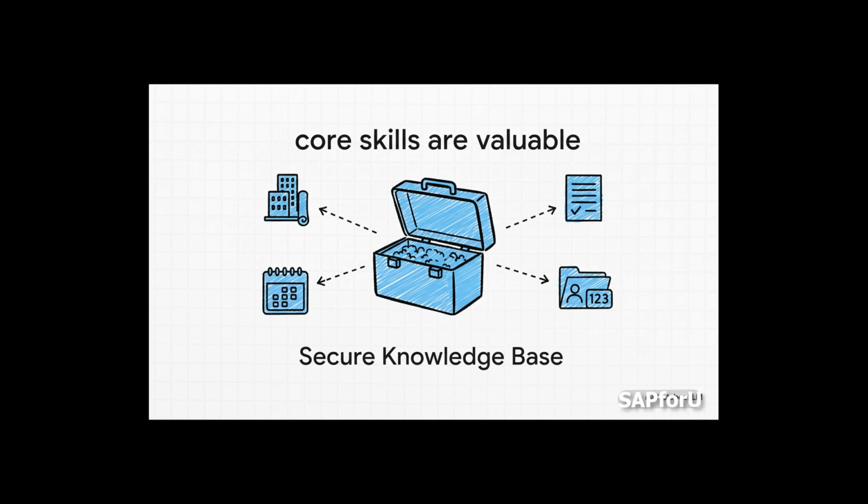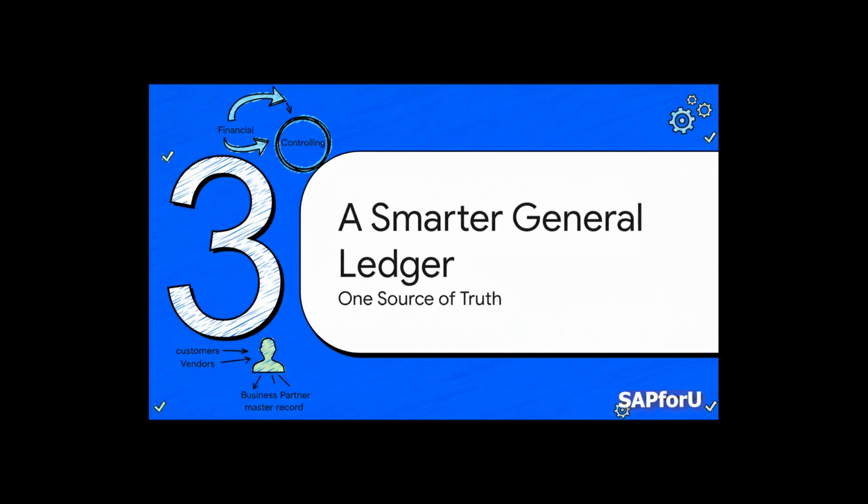Okay, now that we've got that solid foundation, let's get into the first major transformation, the general ledger. All right, now this is the big one. I mean, the single biggest architectural change in S/4HANA Finance is the unification of financial accounting, FI, and controlling, CO. This completely flips how the general ledger works, and honestly, it's a total game changer.